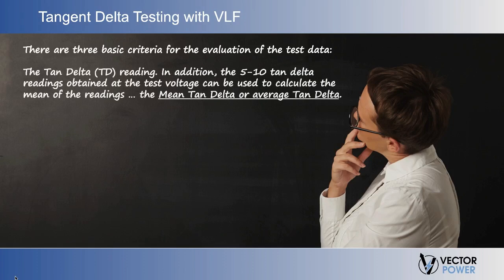First, the tan delta reading. In addition, the 5 to 10 tan delta readings obtained at the test voltage can be used to calculate the mean of the readings. The mean tan delta, or the average tan delta value. And here we can see the mathematic calculation.